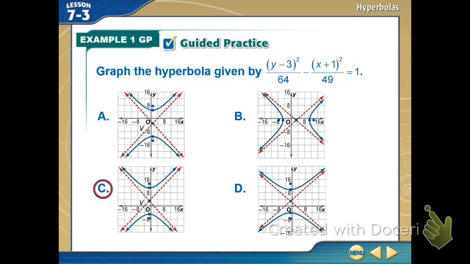So you should have found that C was the correct answer. A hyperbola which opens facing up and down, the center is going to be at -1, 3. And then you're going to go up 8 spaces up and down and 7 spaces right and left to make your box.